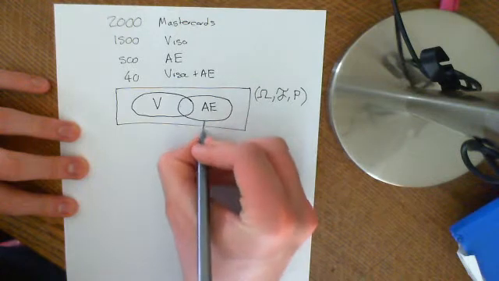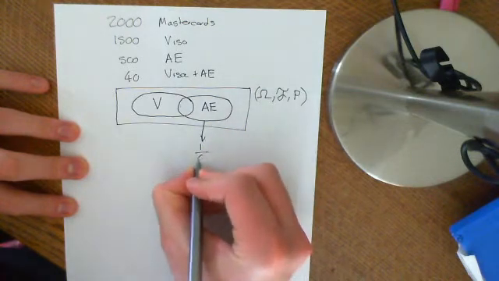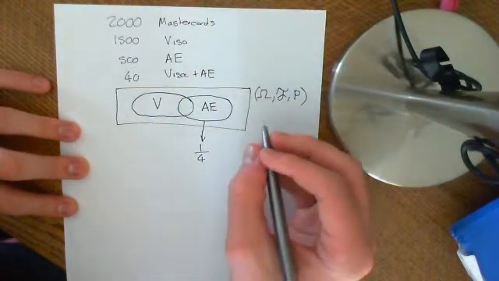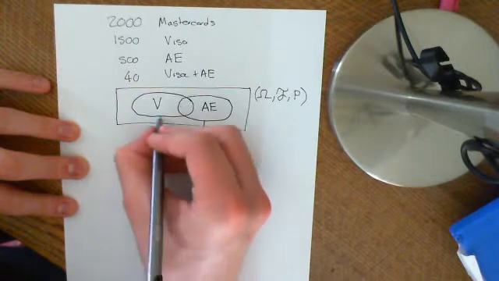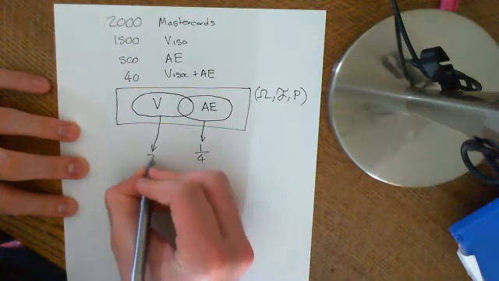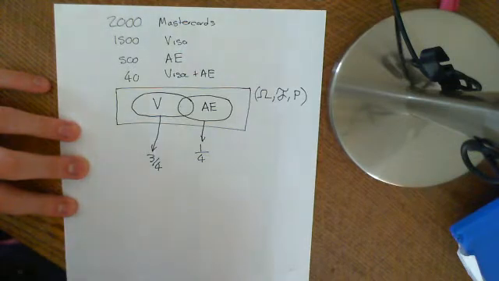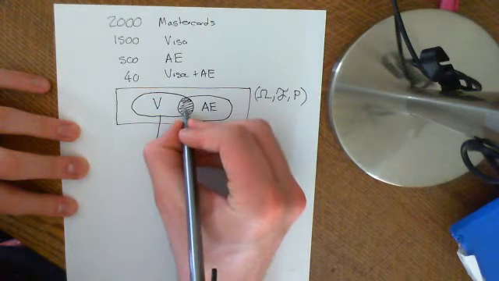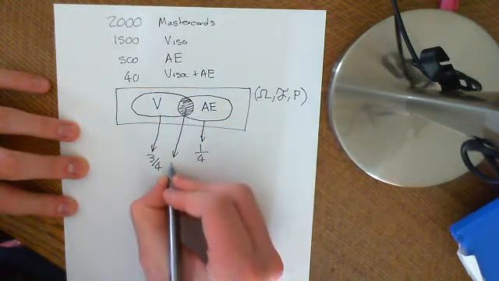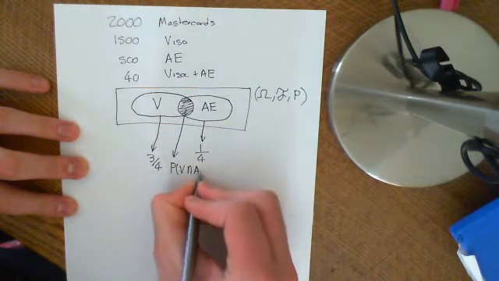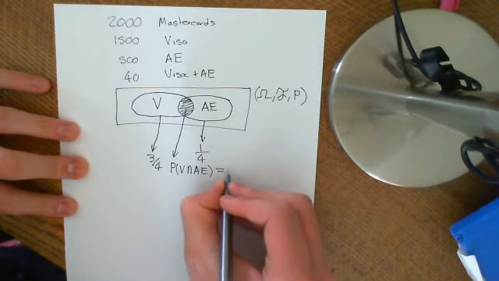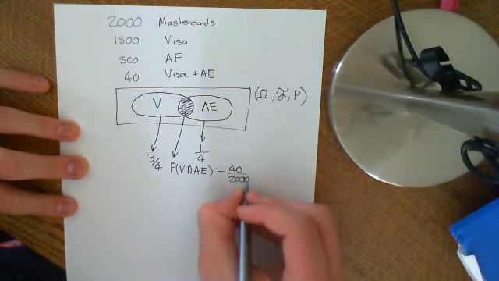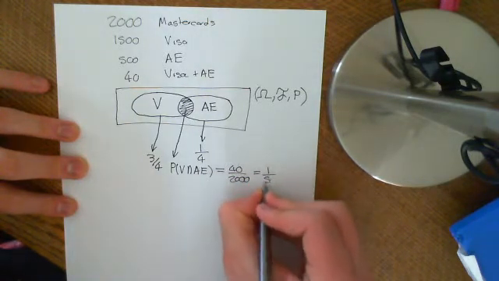So the set of all the people who have an American Express card will be mapped onto the probability 1/4, which is 500 divided by 2,000, assuming that you are equally likely to pick any of the 2,000 people. And V would be mapped onto the probability 3/4. And we're told that for this intersection here, the probability of V intersection AE is equal to 40 divided by 2,000. So it's 4 divided by 200, which is 1 divided by 50.